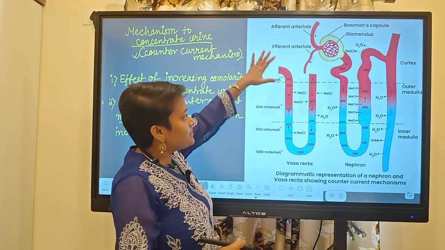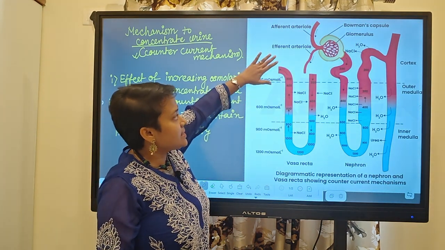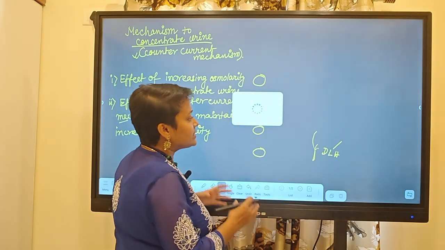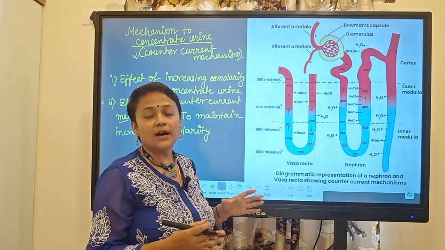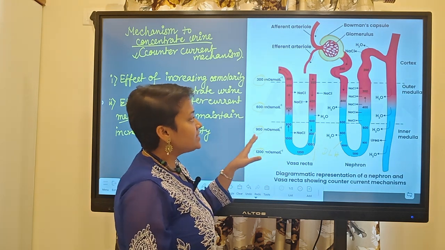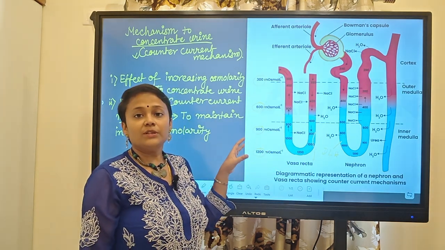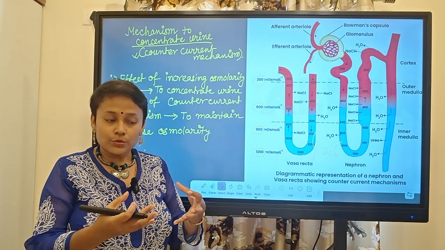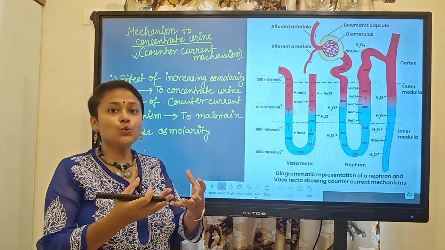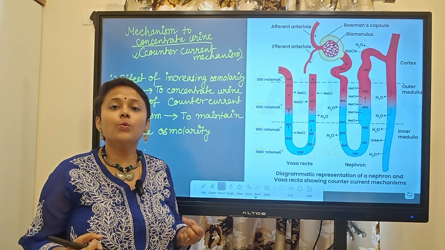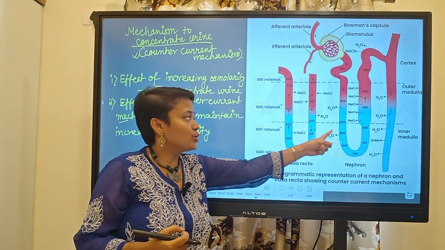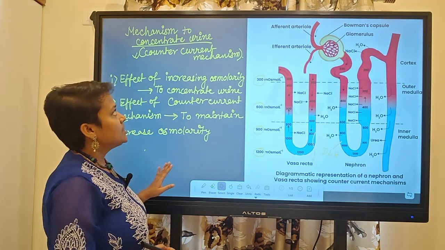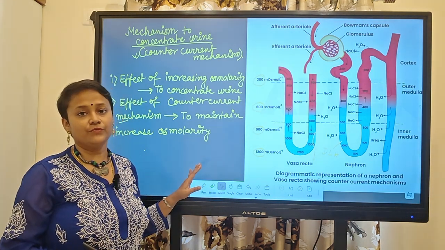So if we go deep down from the cortex side to the medulla, there will be an increase of the osmolarity. And this increased osmolarity will help to extract, or we can say to absorb, more and more water from the filtrate to the interstitium. Okay, that's how the counter current mechanism will work.